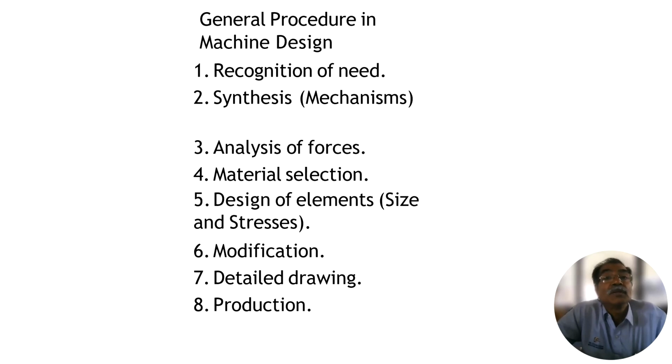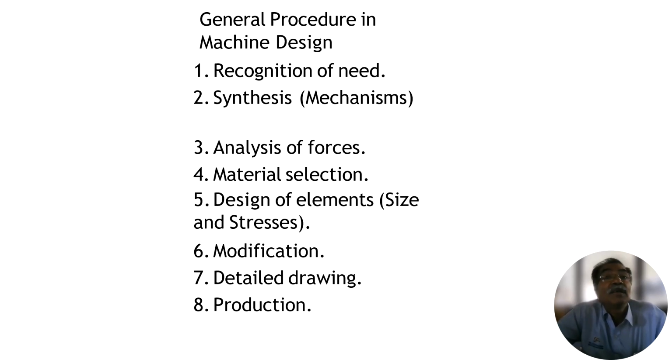The material selected should be best suited for each member of the machine. Next step is the design of elements, that is sizes and stresses. We have to find the size of each member of the machine by considering the force acting on the member and permissible stresses for the material used. Then modification. That is, we have to modify the size of the member to agree with the past experience and judgment to facilitate the manufacture. The modification is also necessary for consideration of manufacturing to reduce overall cost.